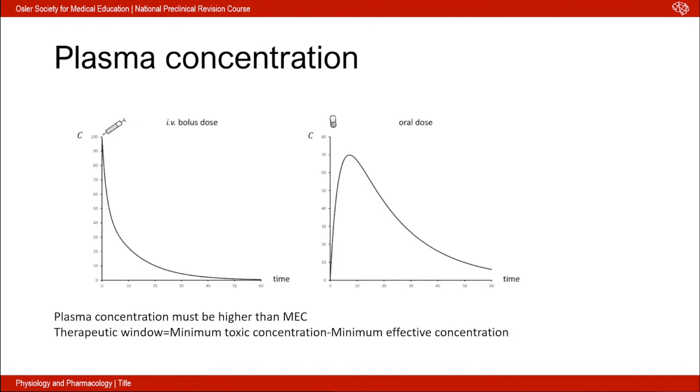Lastly, plasma concentration. So these two graphs just show how the concentration changes between an IV bolus dose and an oral dose. And for the therapeutic window, as you said, the minimum toxic concentration minus the minimum effective concentration is the range that we're aiming for. And the plasma concentration must be higher, obviously, than the minimum effective concentration. So that's a point we're trying to hit.